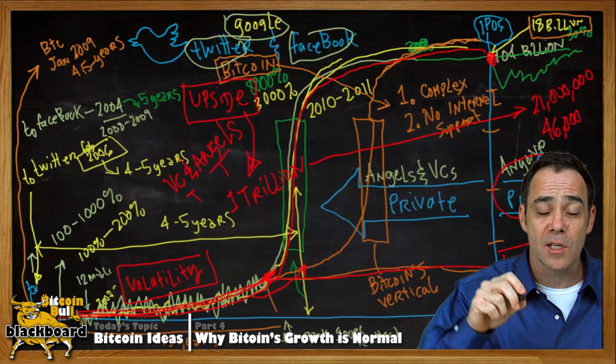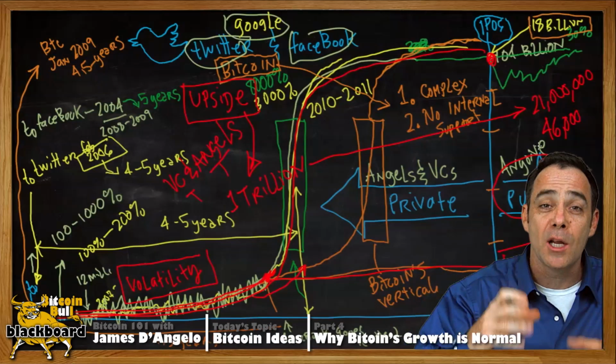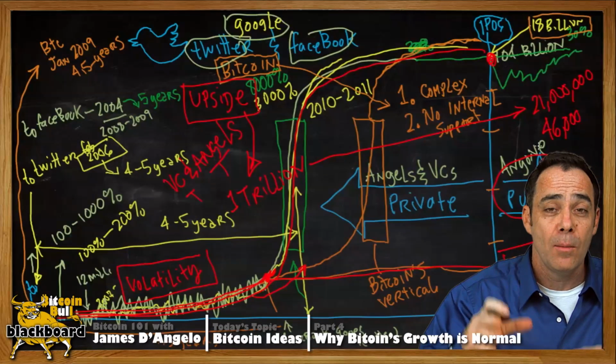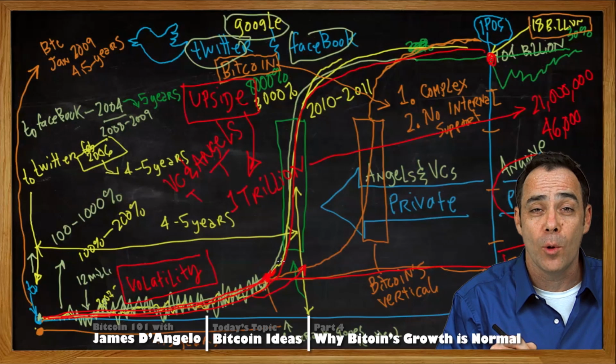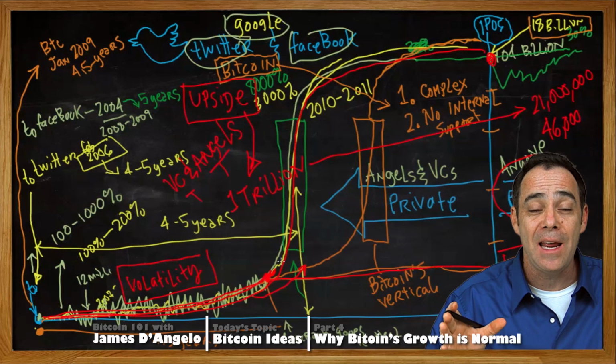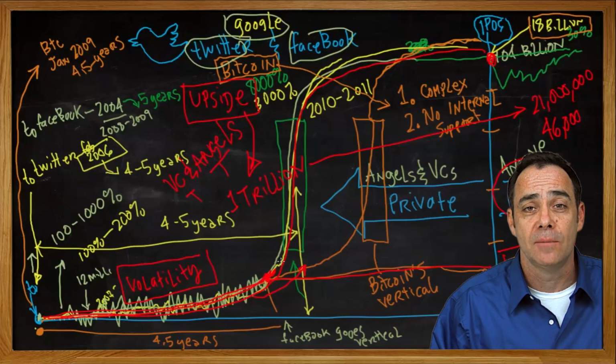And we're going to cover this in our next video, why the SEC regulations have made us blind to the normalcy of Bitcoin. But what we want you to understand is that the way Bitcoin's grown is normal. It's as normal as any big monster tech company that you've ever seen.